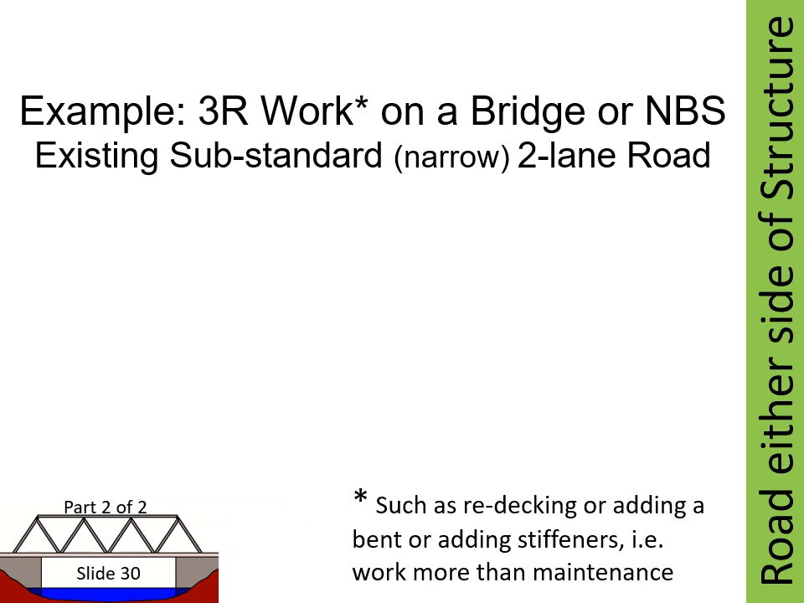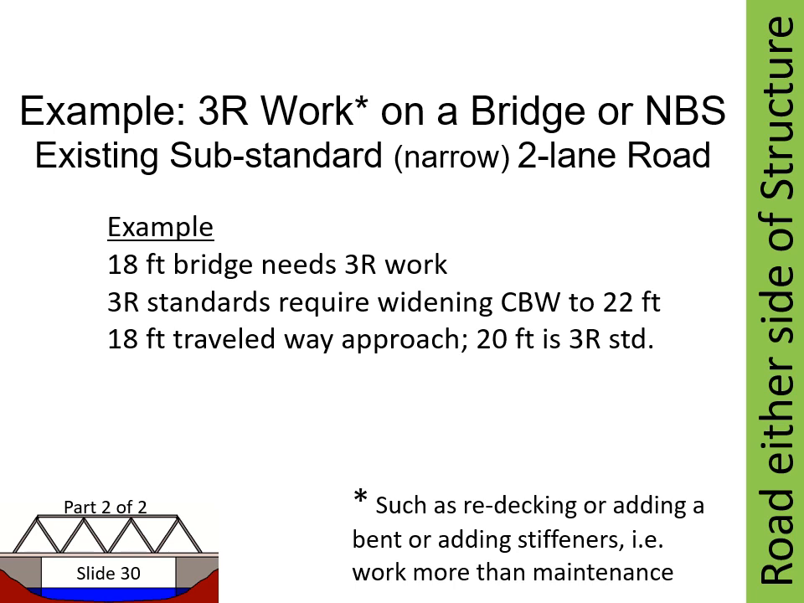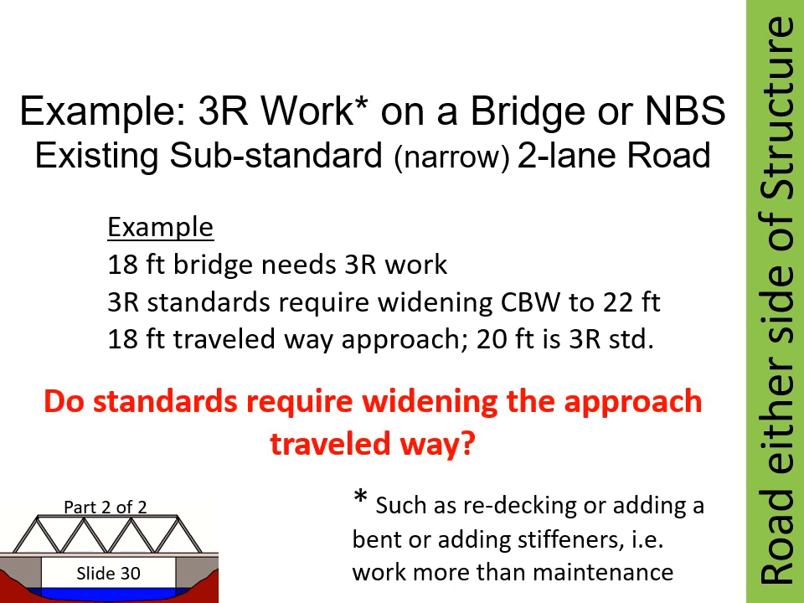This slide demonstrates by an example what is required for roadway work if a structure needs 3R work and part of the scope is to widen the structure. It is an 18-foot bridge with a 3R scope of work requiring widening to 22 feet. The existing traveled way is 18 feet. The minimum 3R standard lane width is 10 feet. Therefore, the minimum standard traveled way is 20 feet for a 2-lane road. The question is, do standards require the approach roadway to be widened?